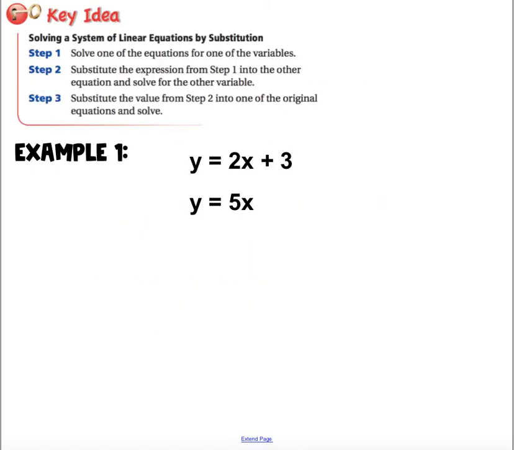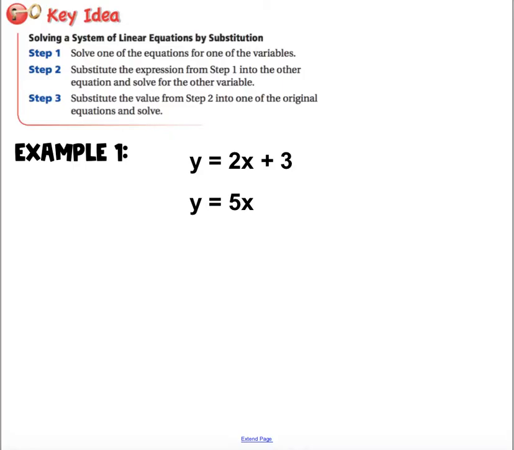I put the steps here for you. Our first example is y equals 2x plus 3 and y equals 5x. Again, if you have graph paper available, go ahead and graph it and find the coordinate where the two lines intersect. However, if it asks you to solve a system algebraically or by the substitution method, you have to do it that way. You could always check your answer graphically.